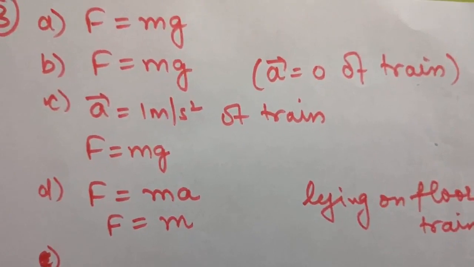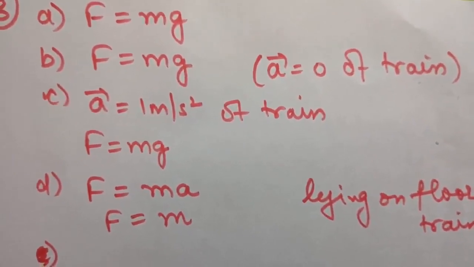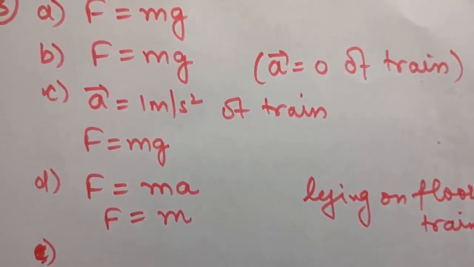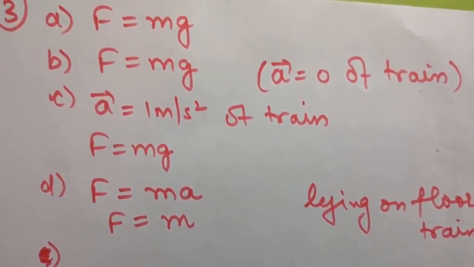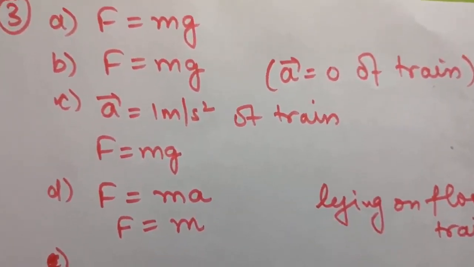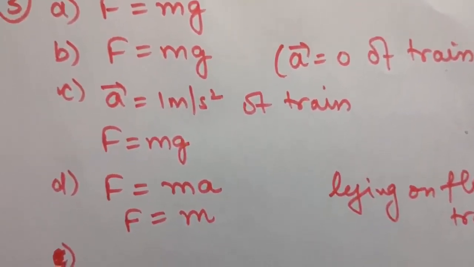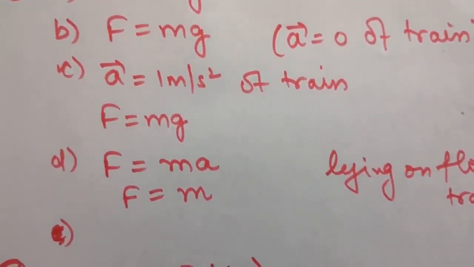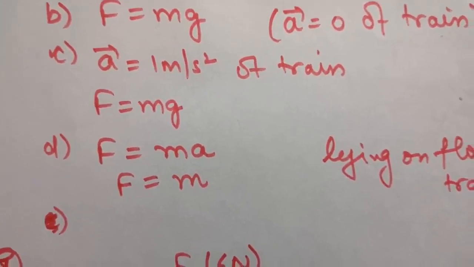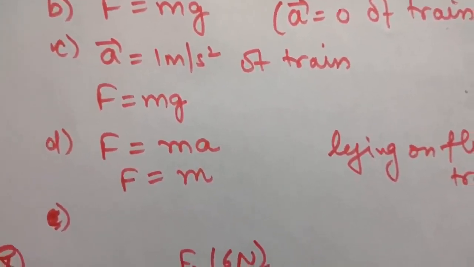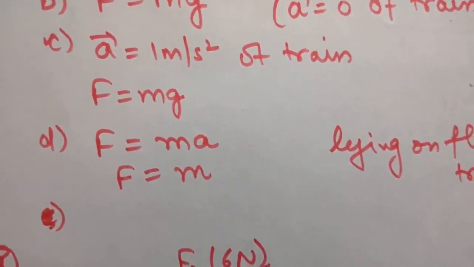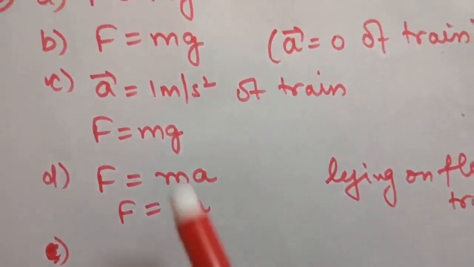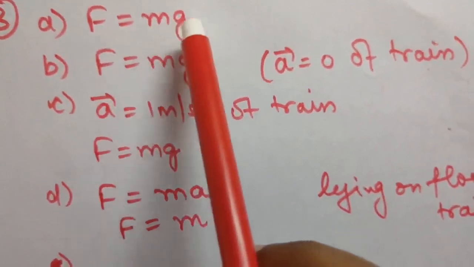Okay, so the third question says give the magnitude and direction of the net force acting on a stone of mass 0.1 kilogram just after it is dropped from the window of a stationary train. See, if the train is stationary and the stone is thrown outwards, now it will fall freely. So can you tell what will be the acceleration of it? That will be acceleration due to gravity. So the force acting on it will be mg.